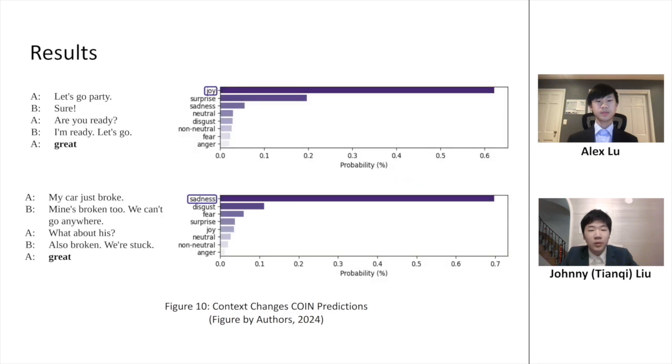Here, we demonstrate the target model's context-aware capability in a conversation. Figure 10 shows two example conversations, both ending with "great," but the model correctly recognizes the sarcasm in the second example from using context. This refutes the other potential symptom that the COIN model will not adapt to changes in context.